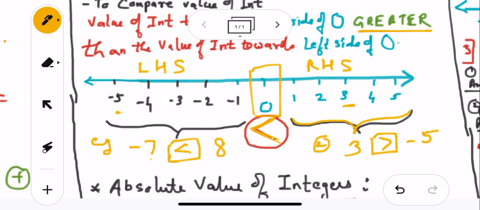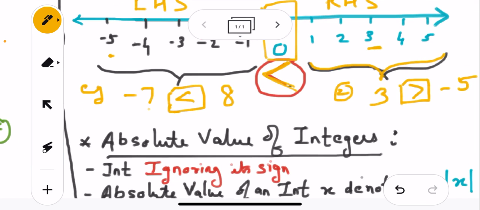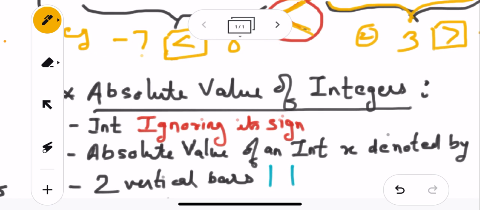Okay, next thing we can see is the absolute value of integers. Now the absolute value of an integer: the numerical value of an integer, ignoring its sign, is called the absolute value of the integer.